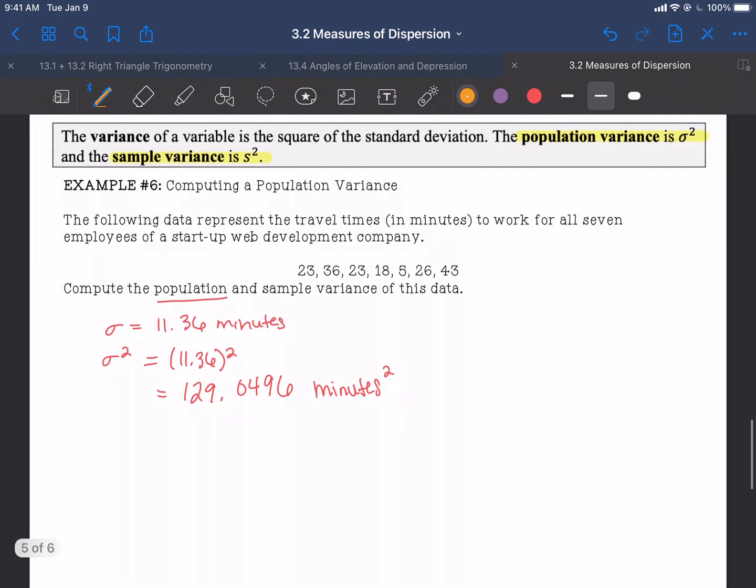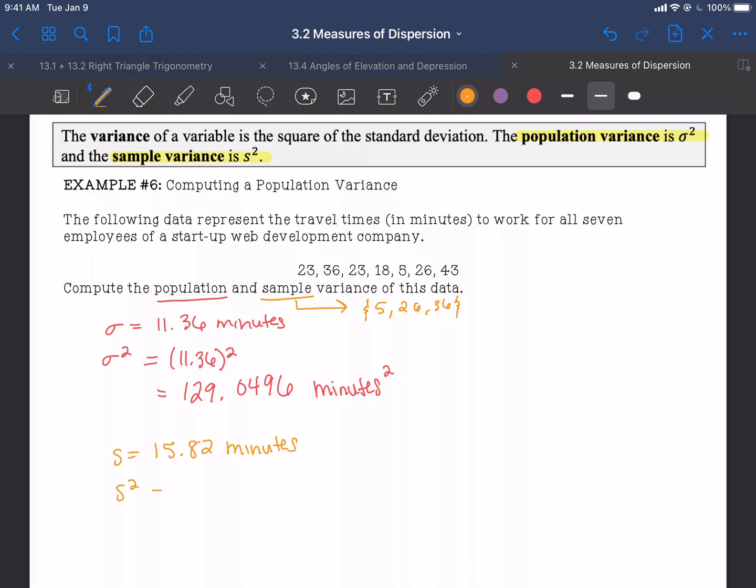Of that sample we took earlier, remember our sample was the numbers 5, 26, and 36. So s was 15.82 minutes. So s squared, which is the variance, would be 15.82 squared, which is 250.2724 minutes squared.